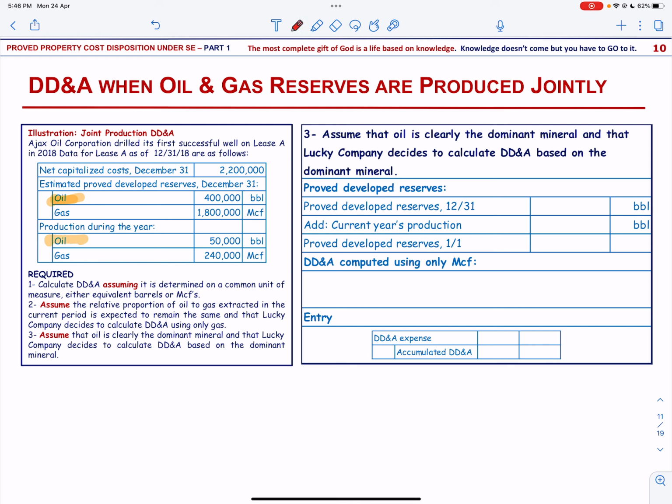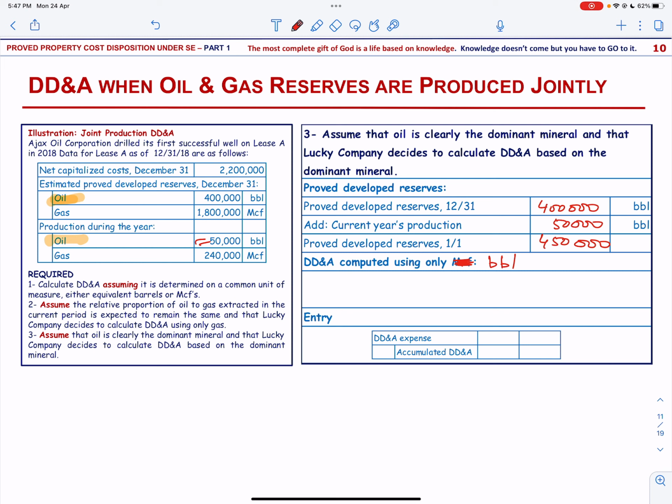So the oil is 400,000 proved developed reserves, current year production is 50,000. So the total at the beginning of the year is 450,000, and all this information is in barrels, not in cubic feet but in barrels. Using only BOE, sorry, no, barrels only.